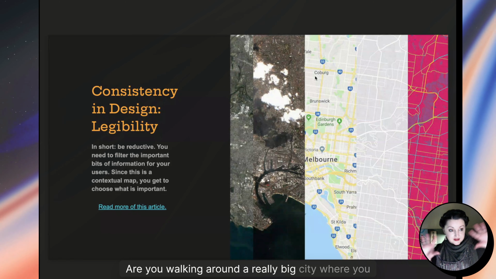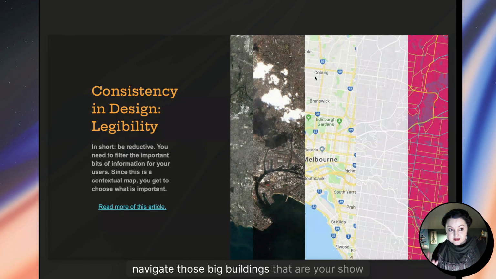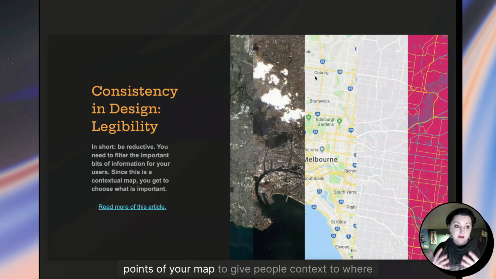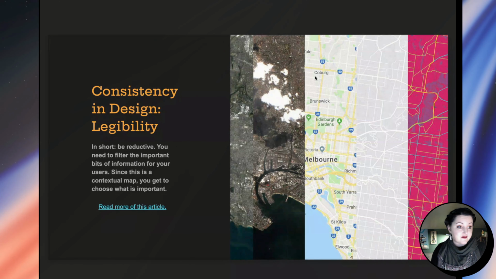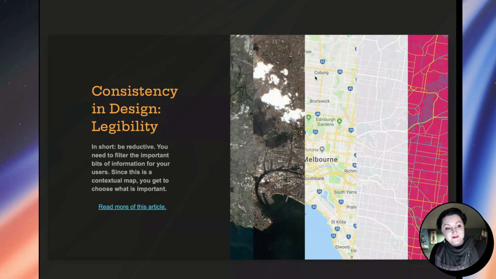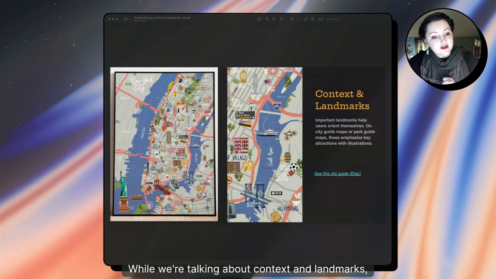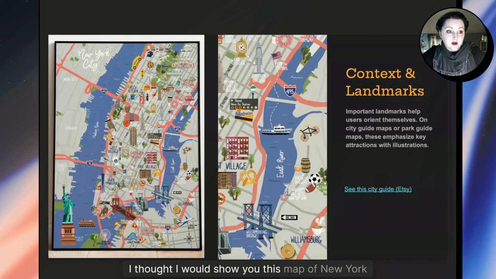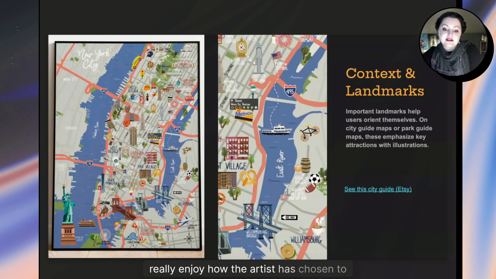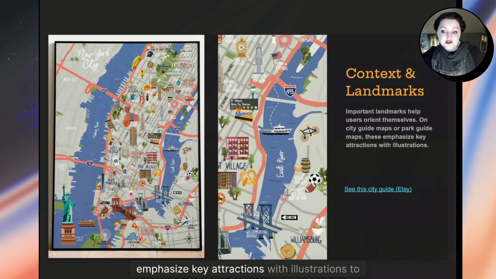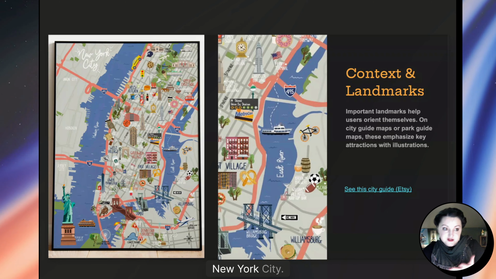Are you walking around a really big city where you definitely need to navigate those big buildings that are your show points of your map to give people context to where they're going? That's going to differ depending on the kind of map that you're making, and I encourage you to make it really personal. While we're talking about context and landmarks, I thought I would show you this map of New York City. And I really enjoy how the artist has chosen to emphasize key attractions with illustrations to help you get around this really large city, New York City.